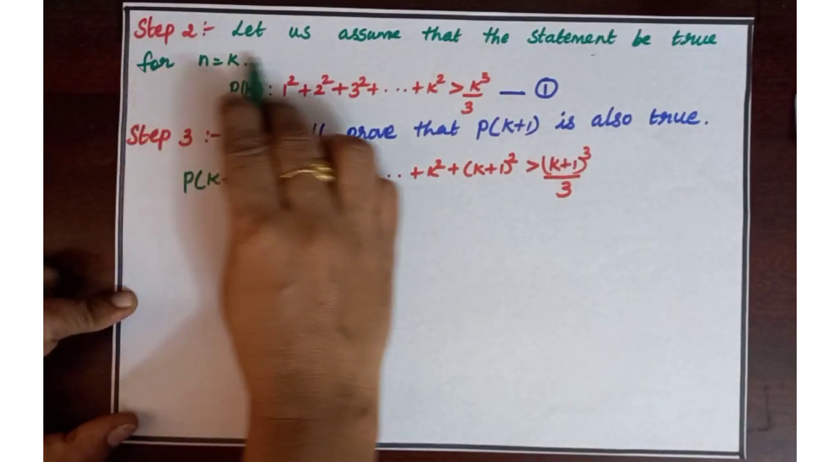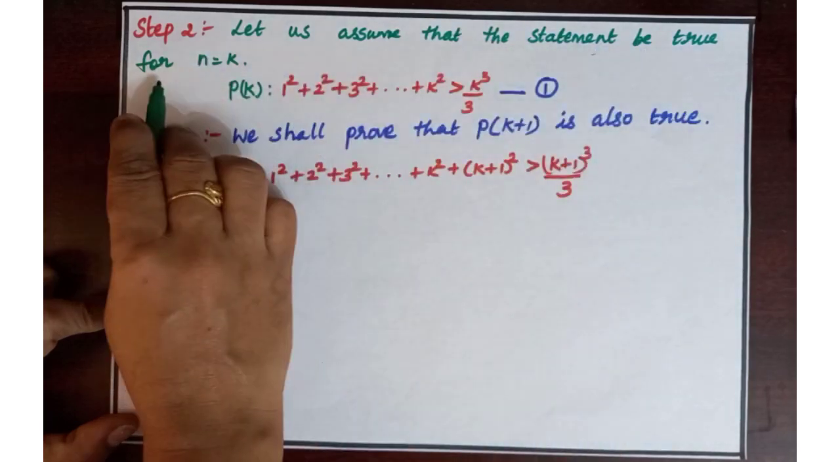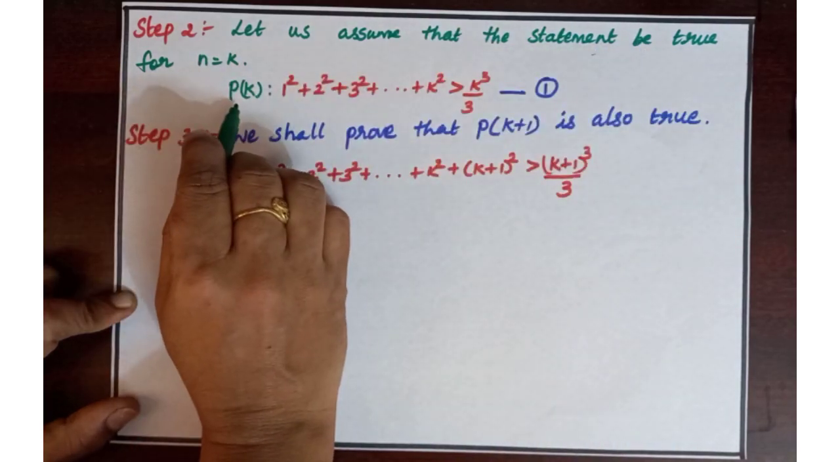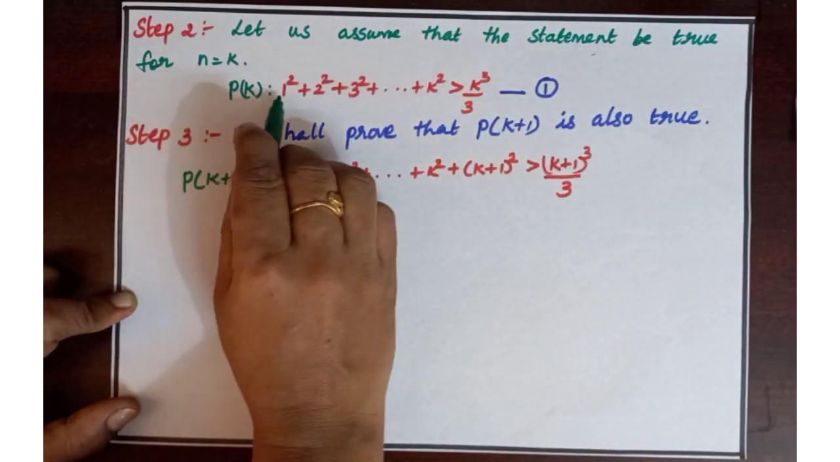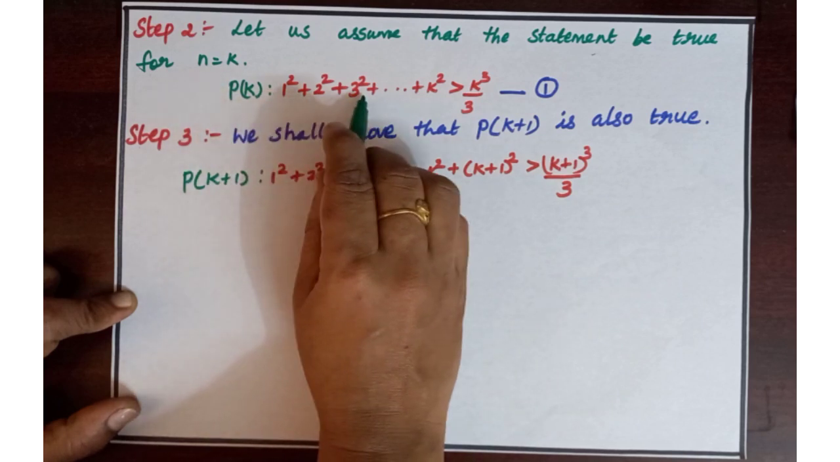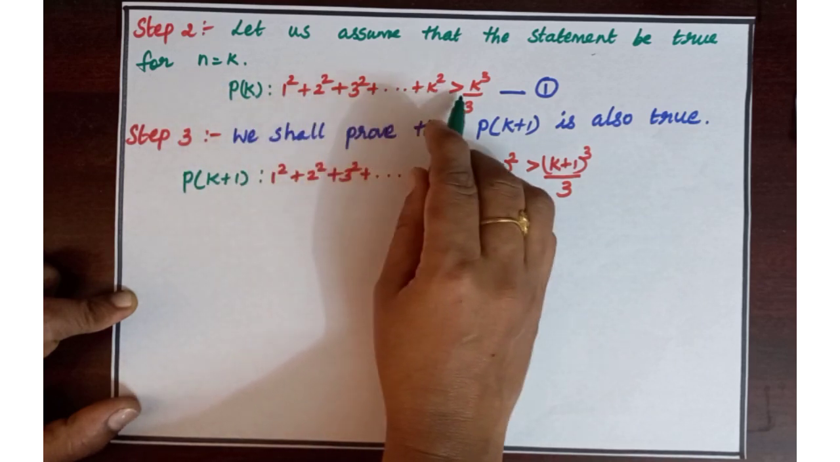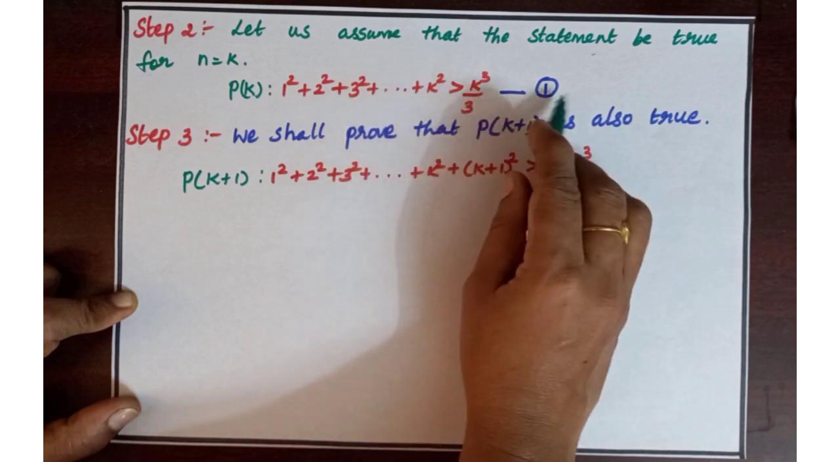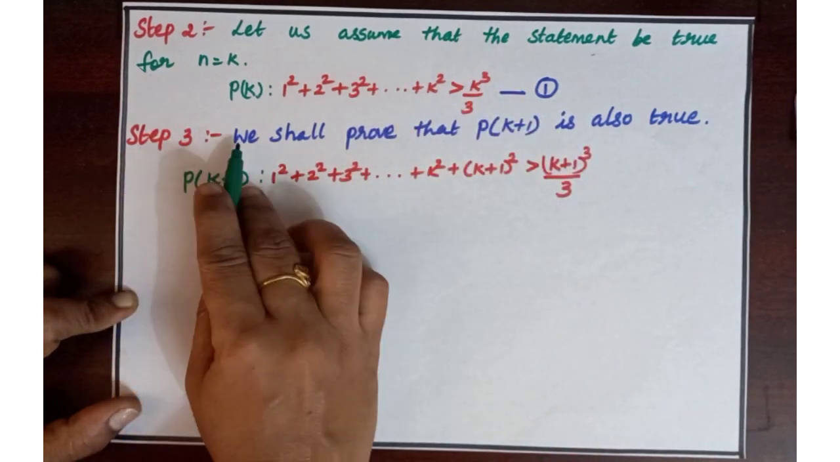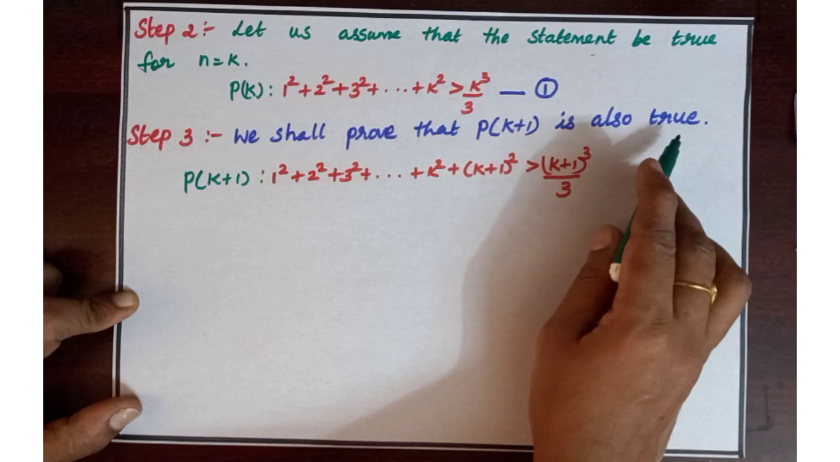Step 2. Let us assume that the statement is true for n equal to k. Now in the place of n, you substitute k. P of k is 1 square plus 2 square plus 3 square plus dot dot plus k square greater than k cube by 3. Assume this as 1. Step 3. We shall prove that P of k plus 1 is also true.